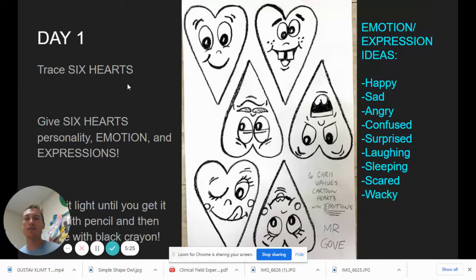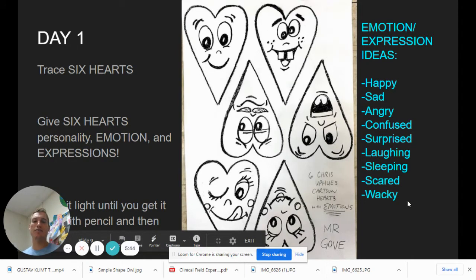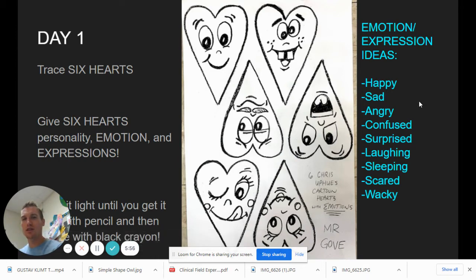If we have 6 main colors on the color wheel, try to think of 6 different emotions or expressions. So we're thinking cartoony, but we're also using some emotions. Here are some different ideas: happy, sad, angry, confused, surprised, laughing, sleeping, scared, wacky. You can have action lines. You can use emotions to tell a story and also to express your little character. So we're kind of comic booky: emotion, expression, action, all at once.